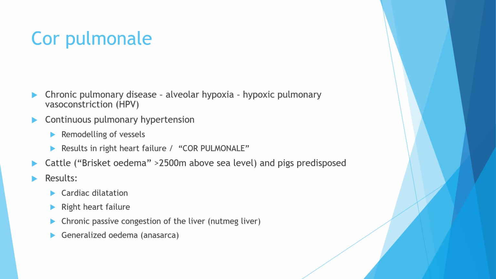Cor pulmonale is a disease process that occurs with chronic pulmonary disease, which is often associated with continuous pulmonary hypoxia. It's common in humans, but can occur also in cattle and pigs because of their anatomy. Let's touch base on this in class. For now, go through the slide, see if you can formulate your own understanding of it, and then we'll take it from there.